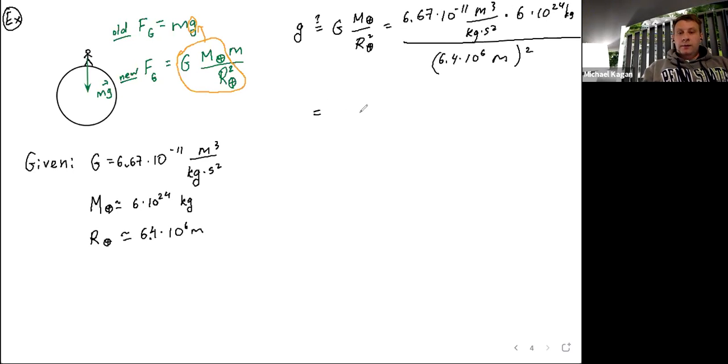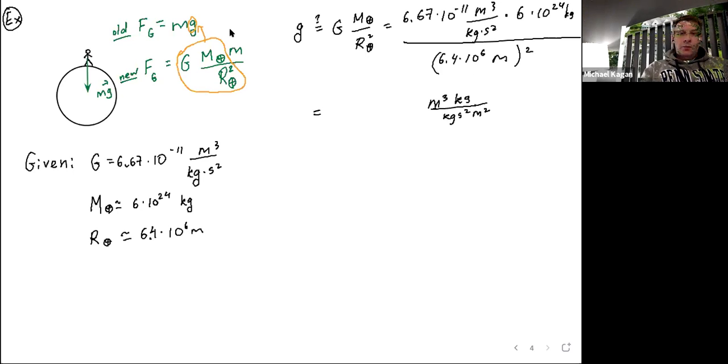So, folks, it's a good habit to have. Whenever you deal with things like this, do it in 3 steps. From the back, actually. First, collect all the units and see if they work out fine. That is collecting meter cubed, kilogram, over kilogram second squared, and also you have meter squared on the bottom.